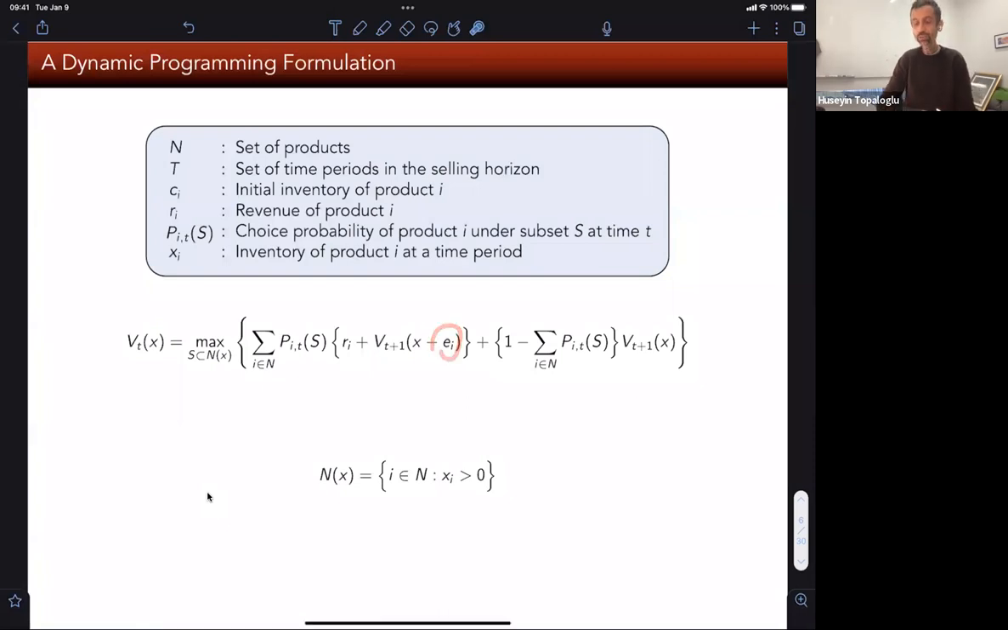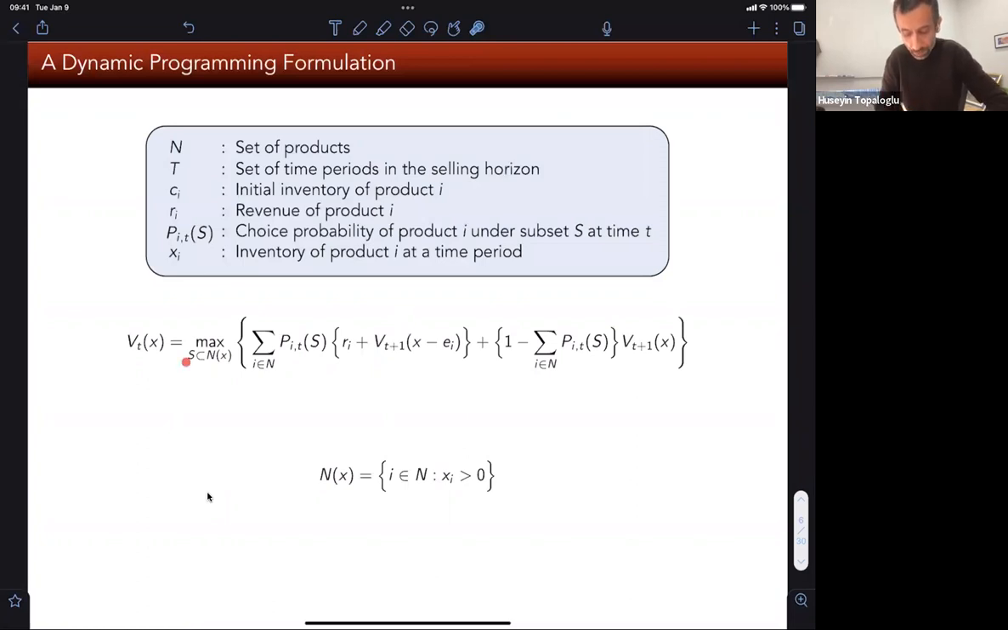e_i is the ith unit vector. If I offer the assortment S, this is the probability that the customer doesn't purchase anything. And now we're going to walk into the next time period with the same amount of capacity that we had before. So this is the immediate expected revenue. This is the expected value function at the next time period. I'm choosing an assortment that maximizes that immediate expected revenue and the expected value function at the next time period.